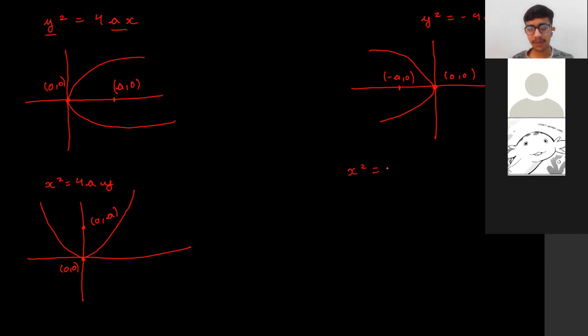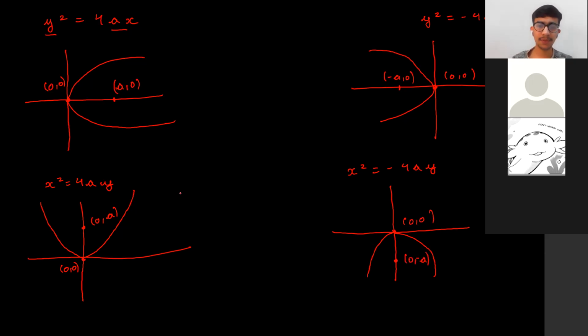The other part is x square is equal to minus 4ay. So this will just be the opposite. That means it will have the axis in the negative y direction. So this is the parabola. This is 0 comma 0, and this point is 0 comma minus a. So these are the four types of parabolas which we have.